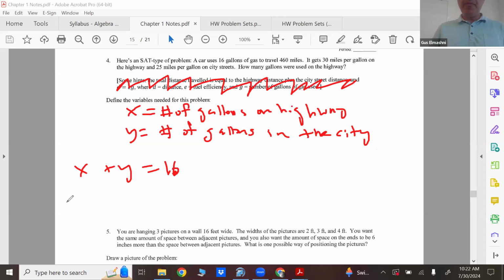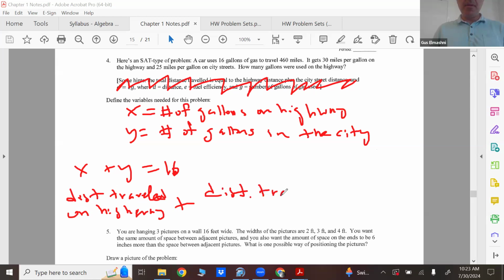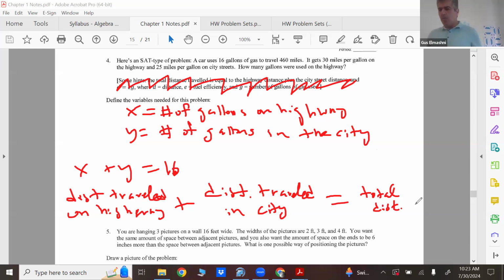Now, the distance traveled on the highway plus the distance in the city equals the total distance, right? What's the total distance we traveled? How far do we get?